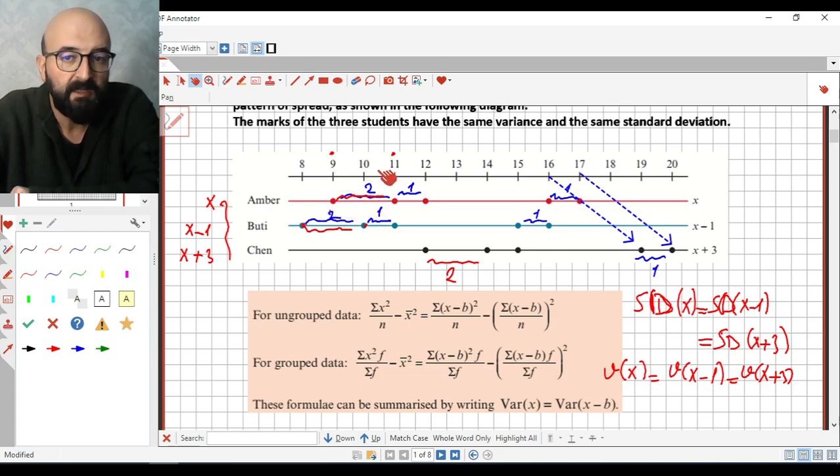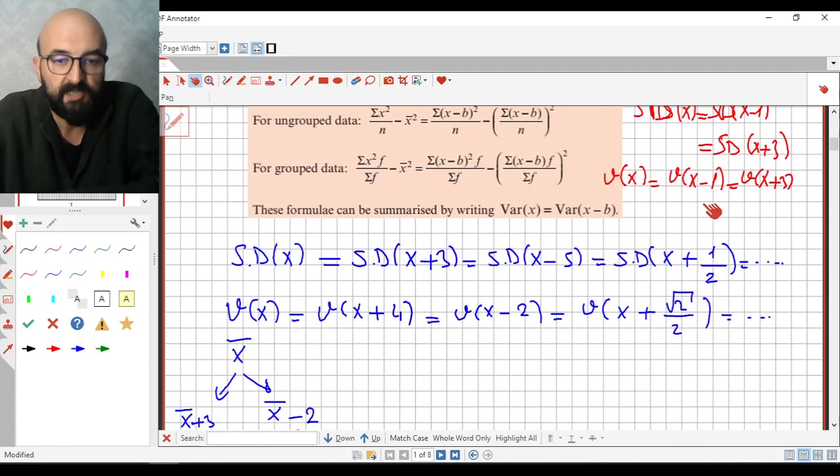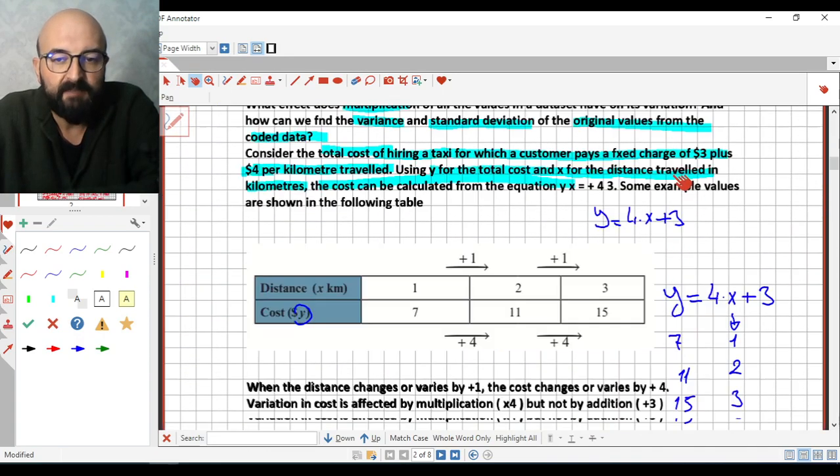For example, the interval between 9 and 11 is 2, the interval between 8 and 10 is also 2, and the interval between 12 and 14 is the same 2. So the intervals don't change, so standard deviation and variance don't change. Okay.